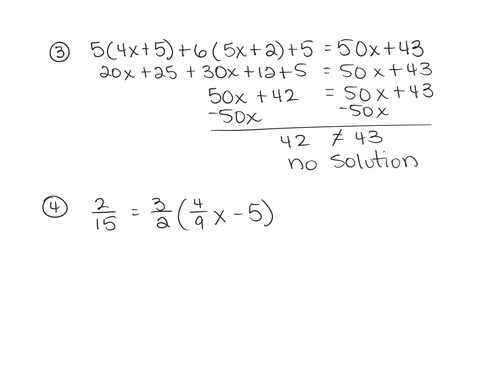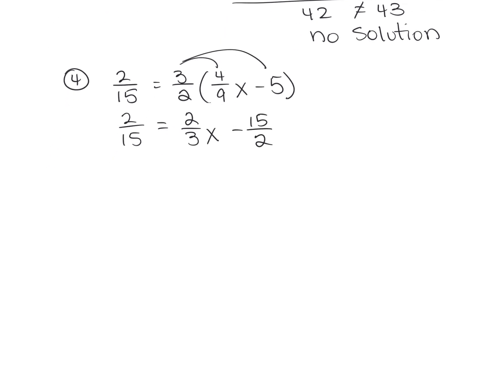Number 4, we're looking at, again, solving for x because I know there's an equal sign. So the first thing I'm going to do is distribute here. So I have 2 over 15. And when you type 3/2 times 4/9 into Desmos, you're going to get 2/3 x. And then I get negative 15/2 here. So again, trying to solve for x, we have to add 15/2 to both sides.